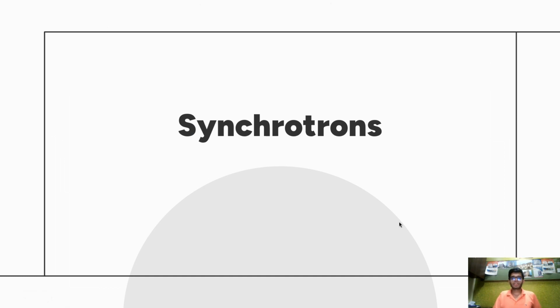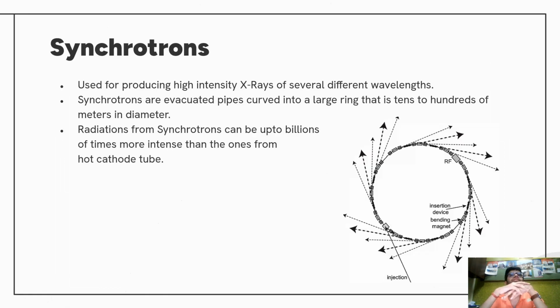Now what are synchrotrons? For some experiments, we need extremely high energy X-rays to perform them. And when we use the ordinary hot cathode tube, the intensity is not high enough for those experiments. And also sometimes you need different wavelengths of X-rays to perform an experiment, a range of X-rays to be produced. So for that we use what's called synchrotrons.